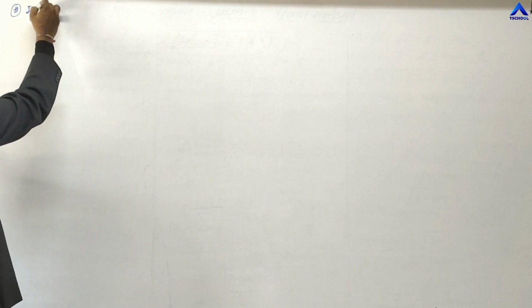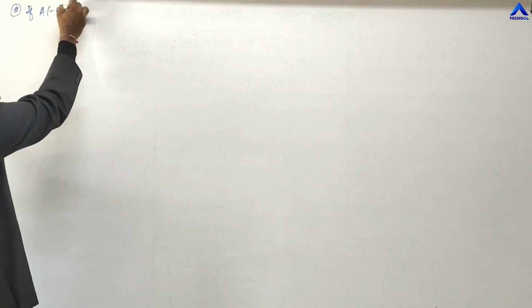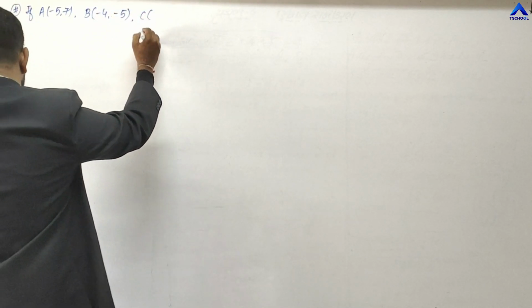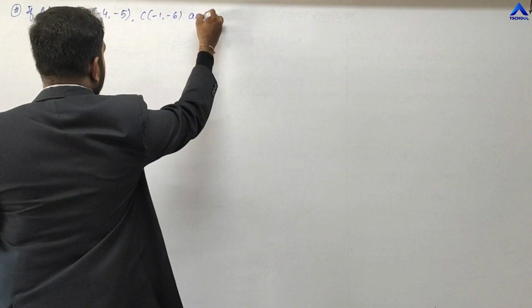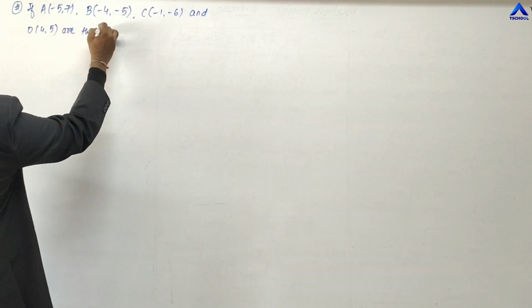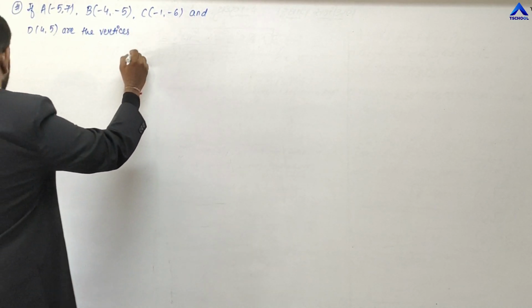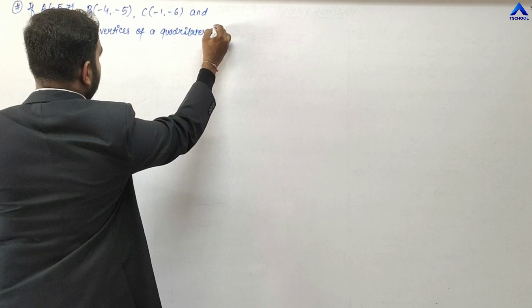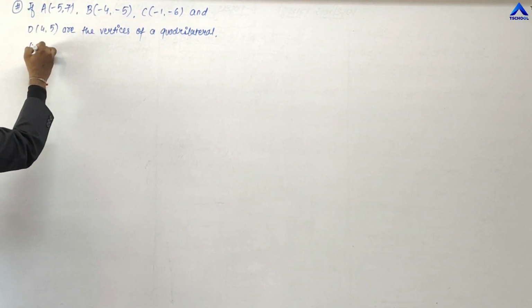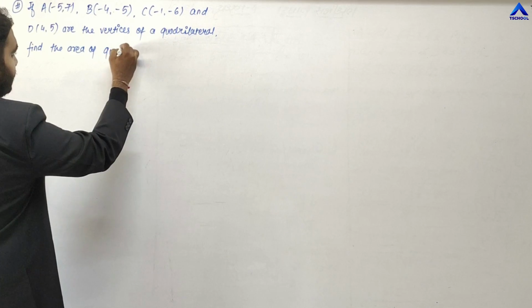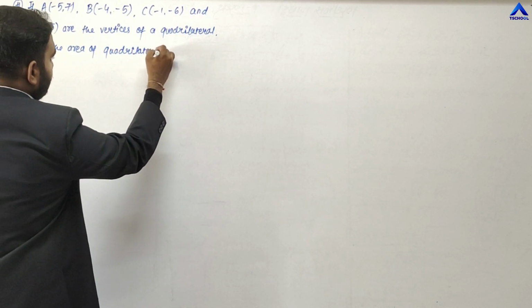Again, I am having a question, that is, if A(-5, 7), B(-4, -5), C(-1, -6), and D(4, 5) are the vertices of a quadrilateral, then find the area. Find the area of quadrilateral ABCD.